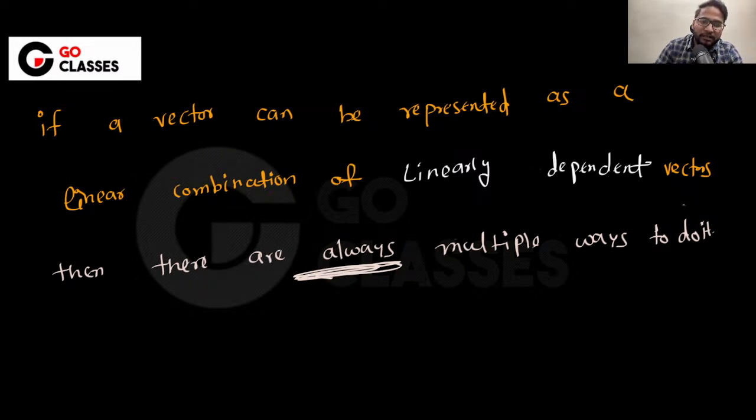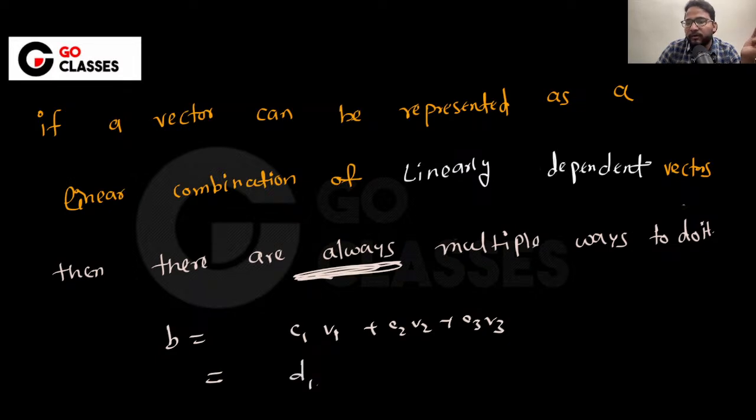Which means that multiple ways means, अगर B is a linear combination of, let's suppose, C1 V1 plus C2 V2 plus C3 V3, अगर V1 V2 V3 linearly dependent है, तो एक तरीका नहीं है इसको represent करने का. एक तरीका है तो हजारों हैं. फिर D1 V1 भी है, D2 V2 भी है, फिर तो infinitely many हैं. You will understand this with the concept of rank a little later. But for now, let's just stick with this. Let me know if you are fine with this.